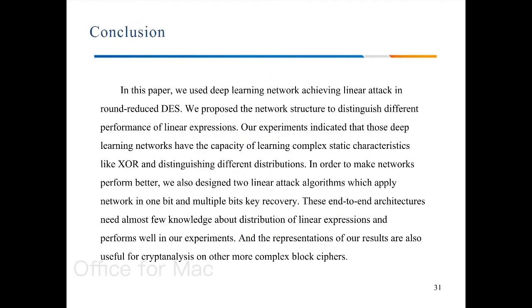In this paper, we use deep learning networks to achieve linear attack in round-reduced ciphers. We propose the network structure to distinguish different performance of linear expressions. Our experiments indicated that those deep learning networks have the capacity of learning complex statistical characteristics like XOR and distinguishing different distributions. In order to make the neural network perform better, we also designed 2 linear attack algorithms, which apply the network in 1-bit and multiple-bit key recovery. Those end-to-end architectures need almost little knowledge about the distribution of linear expressions and perform well in our experiments. And the representation of our results is also useful for cryptanalysis on other more complex block ciphers.